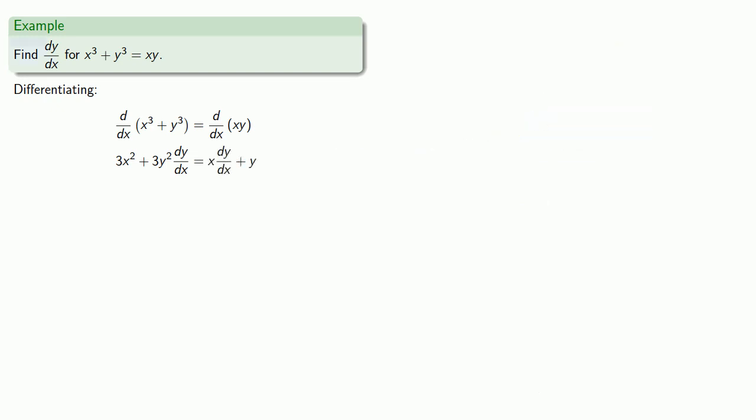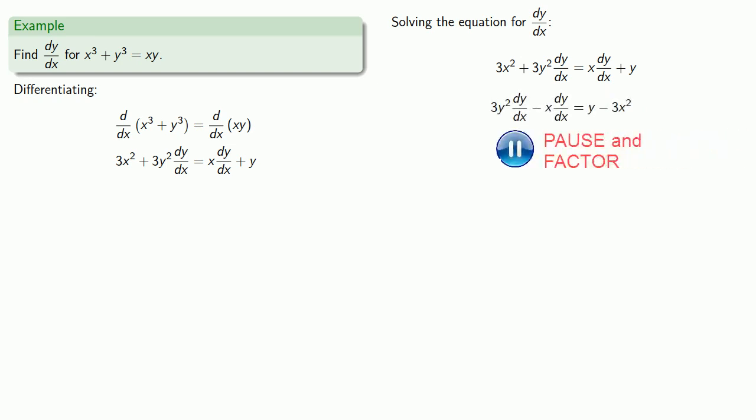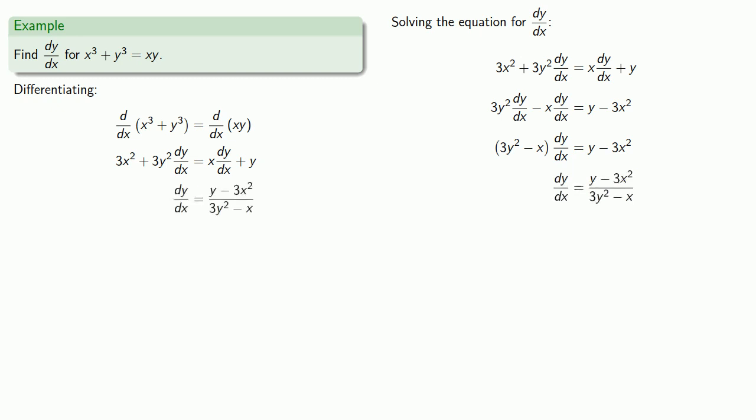Now remember, we want to solve for dy/dx. So here's a couple of places where dy/dx appears, so we'll try and solve our equation. So the first thing we'll do is we'll get all of our dy/dx terms onto one side. And if in doubt, factor out. And now I can find dy/dx by dividing through by 3y squared minus x, and I get my final expression for dy/dx.